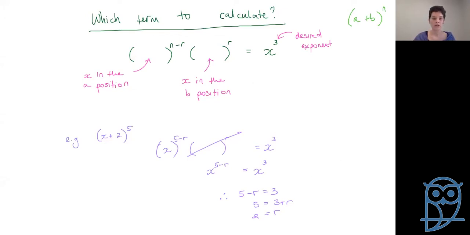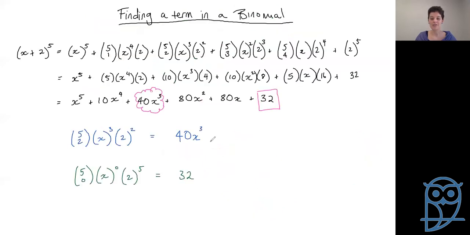So if we actually then go to do that, we would have a term which says 5 choose 2. A position, x, to the difference. 5 minus 2 is 3. B position to the r. So 5 choose 2 gives us 10. x to the 3 gives us x cubed. 2 squared is 4. And we end up with 40x cubed. And funnily enough, there is our 40x cubed.